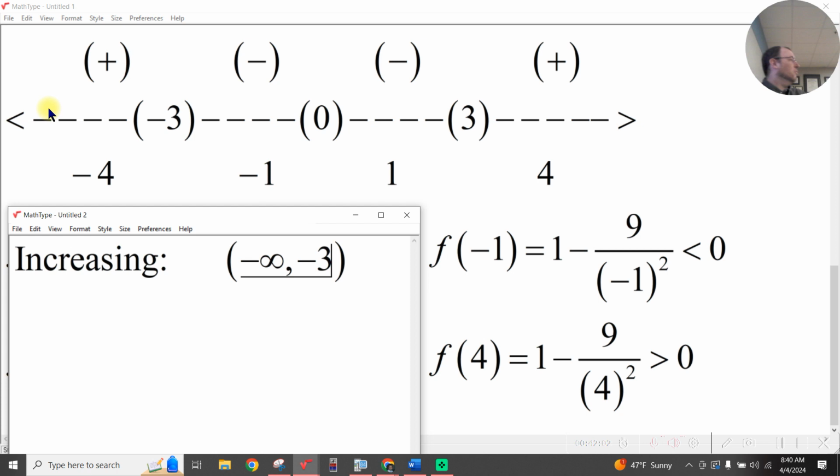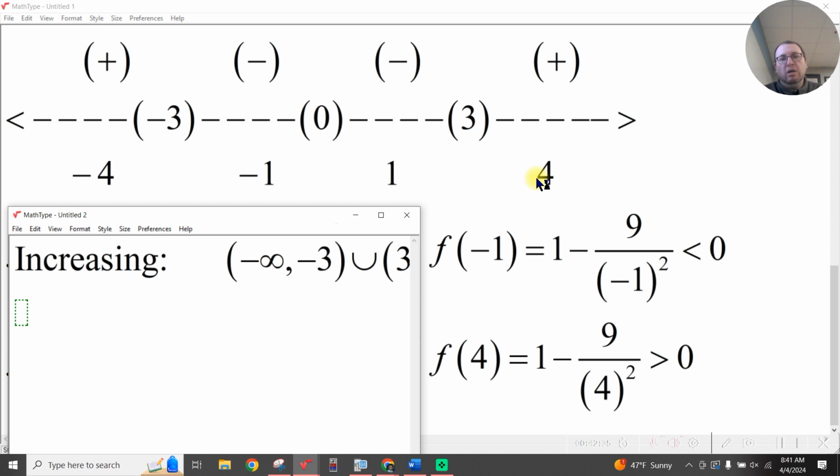All right, now let me tell you here. A really easy error is sometimes students will say negative infinity to negative 4, because they look at the negative 4. You see what I'm saying there? That's a really easy mistake, okay? But it's negative infinity to negative 3. Negative 4 is just what we picked to test. So negative infinity to negative 3, where else? 3 to infinity. Okay, that's where it's increasing.